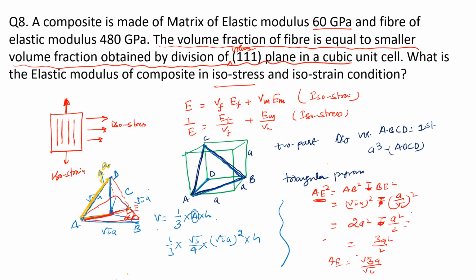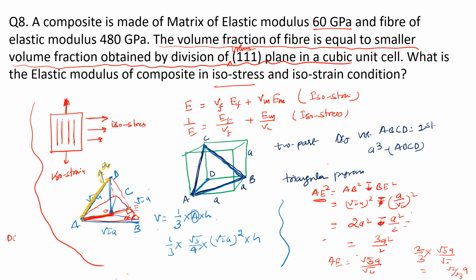Now if we find this AO, AO will be in the ratio 2:3, right? So 2/3 into root 3a by root 2. So can we write it as root 2 by root 3 into a. Fine. So now we have got this AE. Next calculation is to find this DO, right?